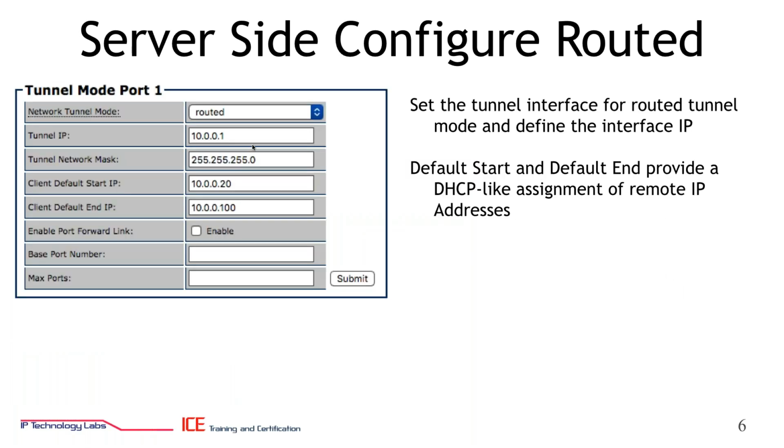So our server-side configuration, we're going to go in and set it for routed. We define his interface IP address, okay? And then we set up a default IP addressing for remote devices. And what this allows us to do is, if we haven't configured the client-side device, he will get an IP address out of this range. It's sort of like a DHCP for the tunnel interface.